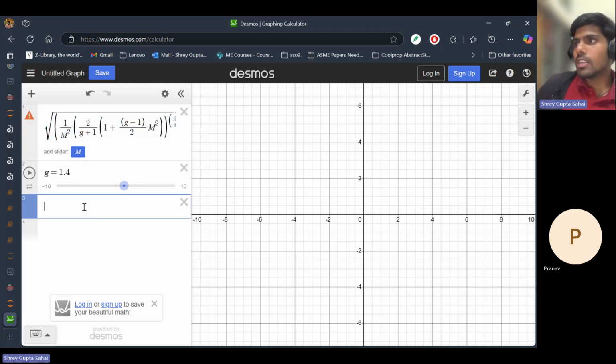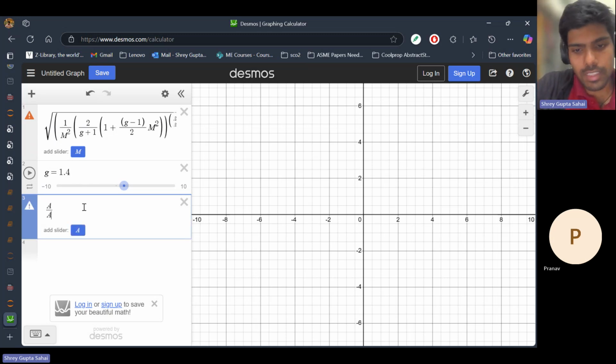I'll now narrate the problem once again. Consider an isentropic subsonic-supersonic flow through a convergent-divergent nozzle. Reservoir pressure and temperature are given. There are two locations where the area to throat area ratio is 6. We need to find the Mach number associated with it. So we know A by A star is 6.